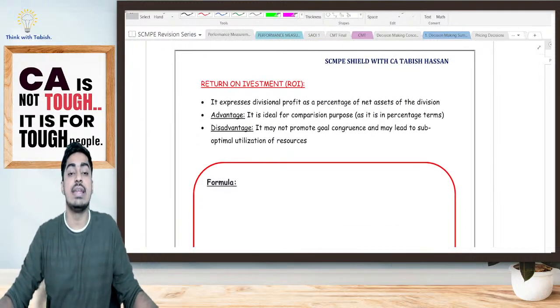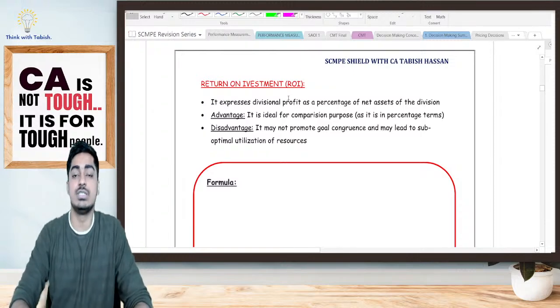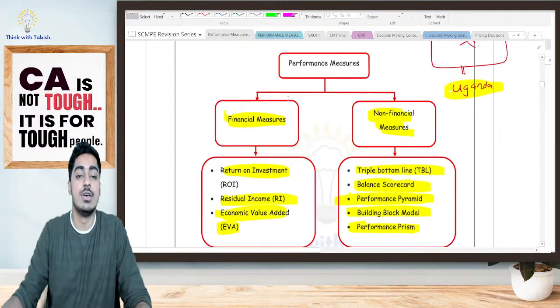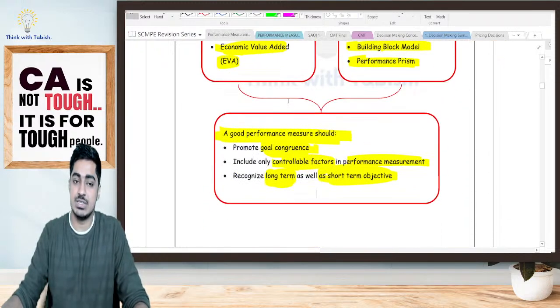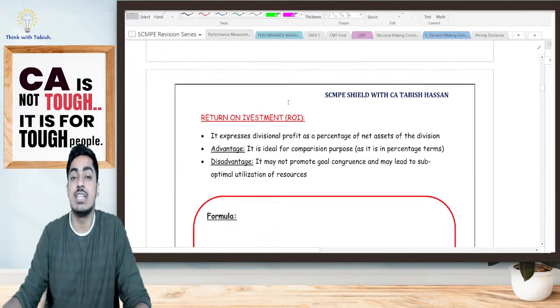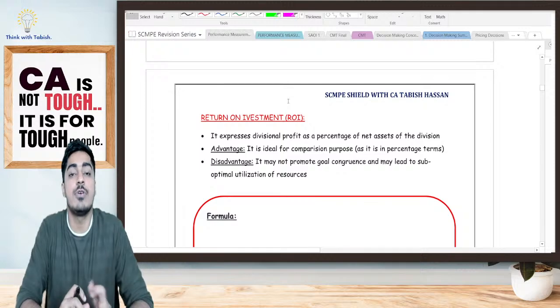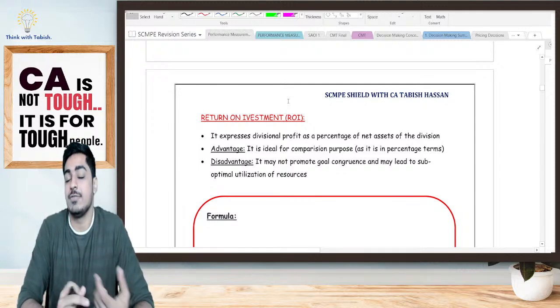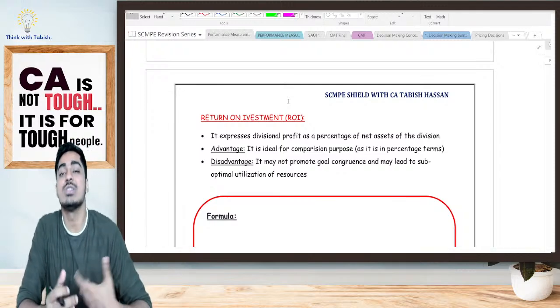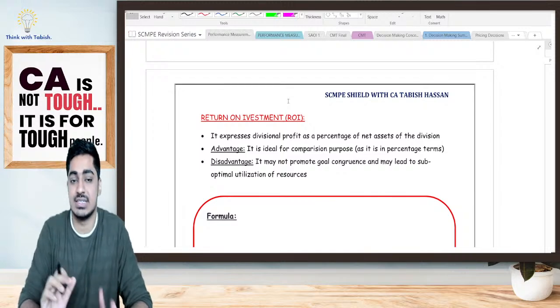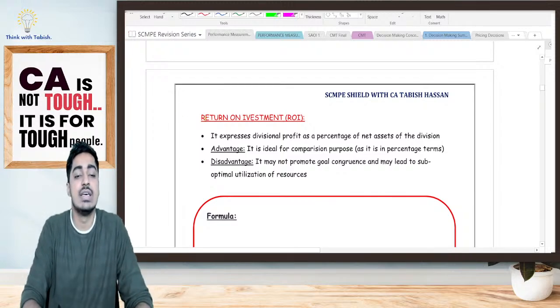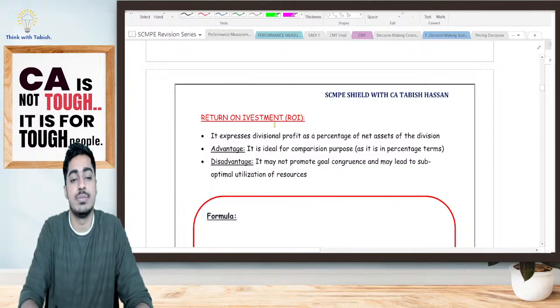Now, let us begin with the first measure. First, we are going to financial measures, then we'll come to non-financial measures. Financial measures, the term itself is telling, we are measuring the performance based on some financial values, based on how much profit they've earned, etc. In that, the first one is return on investment.